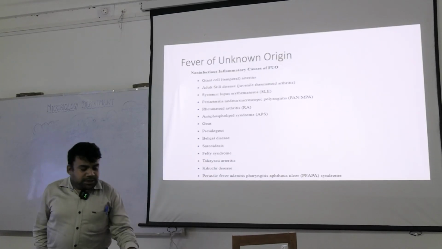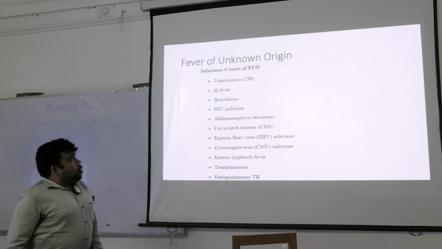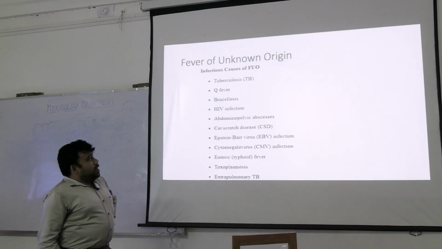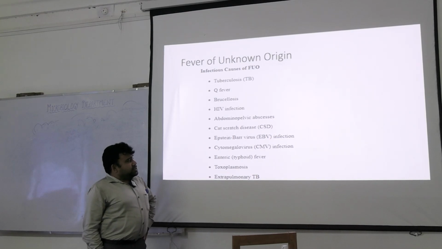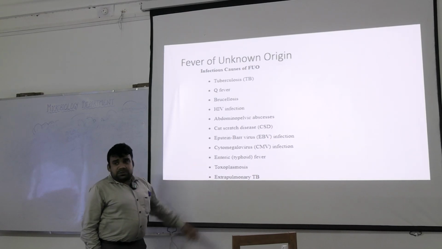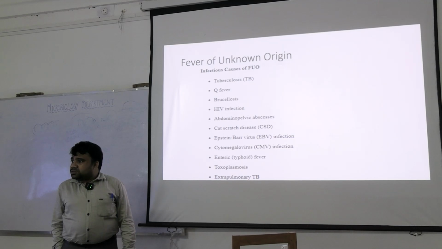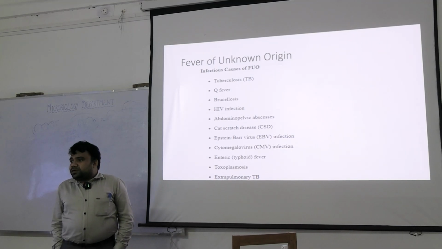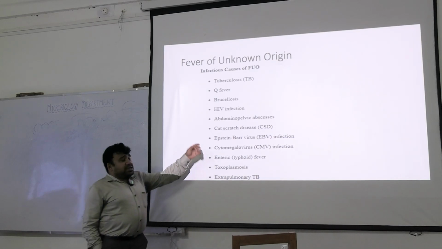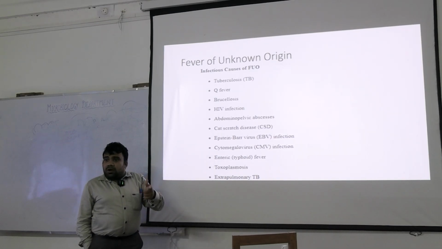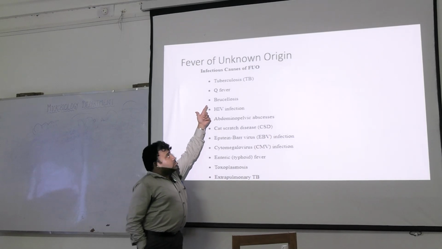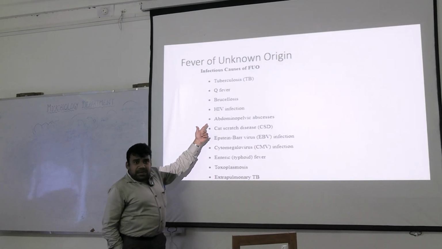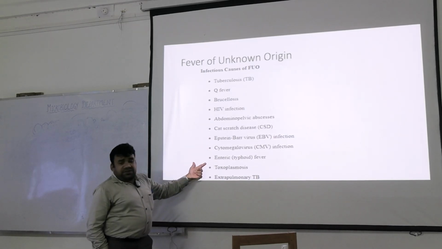There are many non-infectious causes, but the common infectious causes include tuberculosis, Q fever, brucellosis, abdominopelvic abscesses, cat scratch, enteric fever, toxoplasmosis, and extrapulmonary tuberculosis. Now recall the question that was given to you: importance of blood culture. Why? It can either diagnose or rule out these things: brucellosis, then abdominopelvic or any deep-seated abscess, then enteric fever.